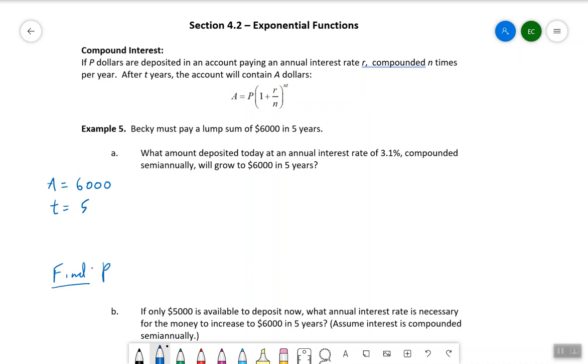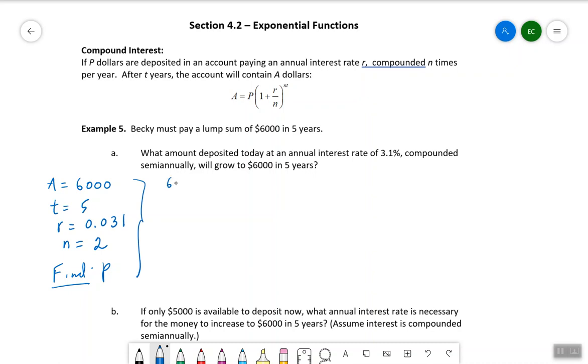And so then we must be given the interest rate, 3.1%. R is 0.031. Make sure you always convert your percentages to a decimal when you're using this formula. Just move the decimal point 2 places to the left. And then if we're compounded semi-annually, semi-annually means twice per year, then n is 2. And so we can put these numbers into the formula and solve for p.